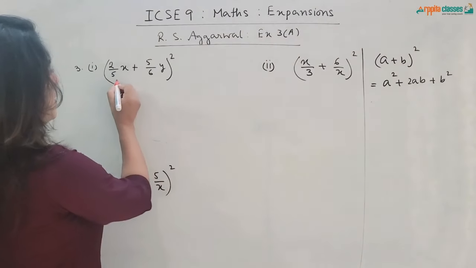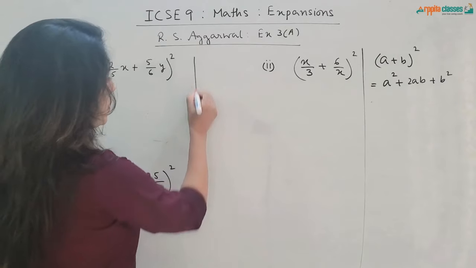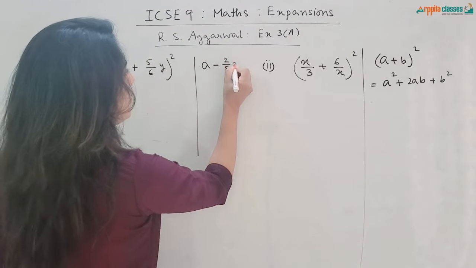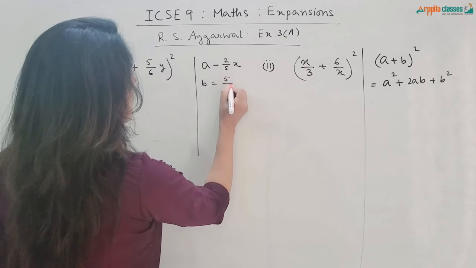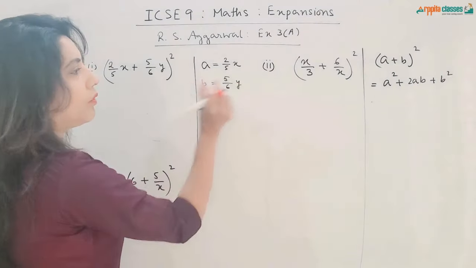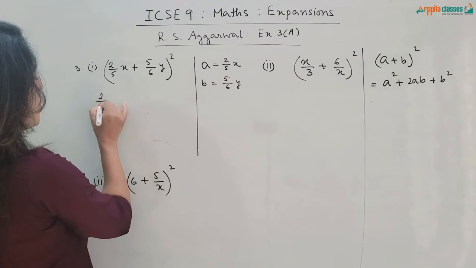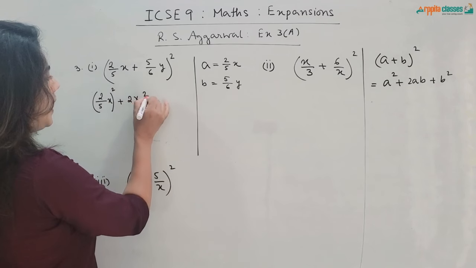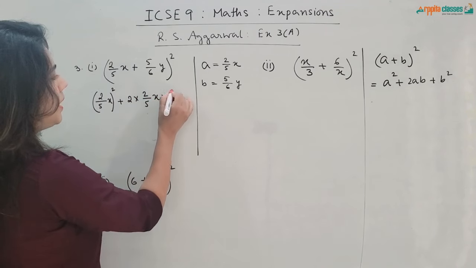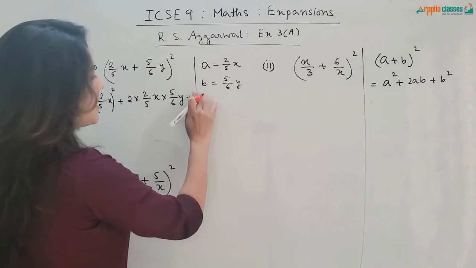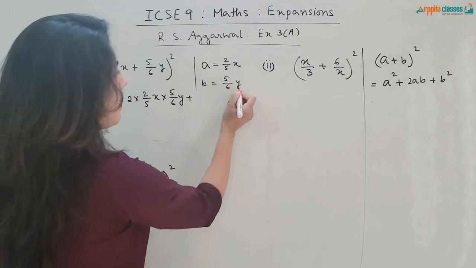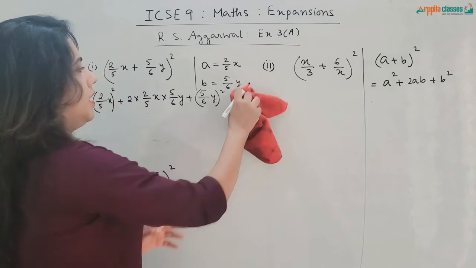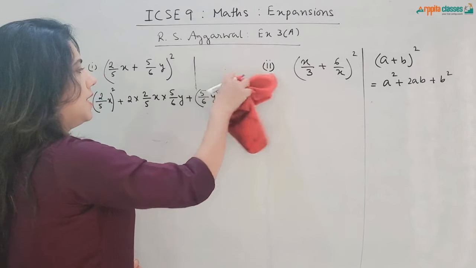So let us start. This is our a. If you do not understand properly or if you have confusion, you can write down a is equal to 2 by 5x here and b is equal to 5 by 6y. Right? Now you will be writing a square. So a square is your (2 by 5x) the whole square, plus 2 into a, which is 2 by 5x, into b, 5 by 6y, plus b square. So your b is 5 by 6y, so write (5 by 6y) the whole square. This is a little congested over here, I'll just rub this out.